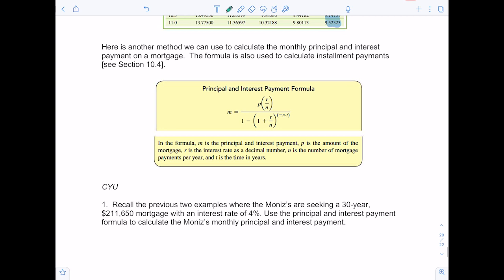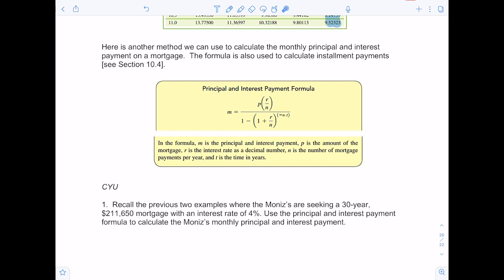There's another method that we can use to calculate monthly principal and interest payment. Okay, so in other words, there's another way to come up with the $1,010.45 that we came up with earlier. And it's using this formula. It's kind of a very messy formula. Here, M is the principal and the interest payment.